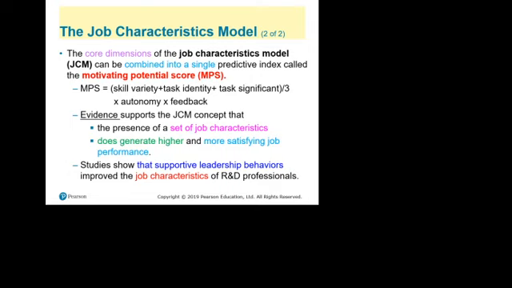So the JCM, if combined together into a single model, we call it the predictive index, or the motivating potential score, or MPS. Here is the formula for MPS: skill variety, task identity, and task significance all added up, divided by 3. Why is it 3? Because this is 1, 2, and 3. So divided by 3, times autonomy, times feedback. This is the formula to know the motivating potential score, that means the score for the potential of having high motivation.